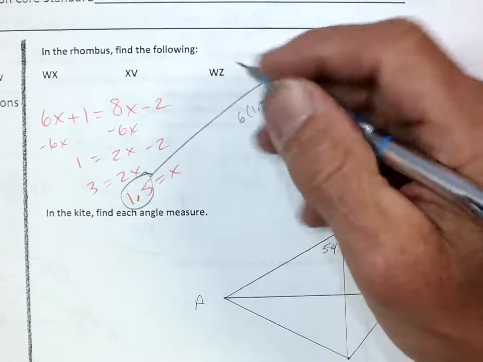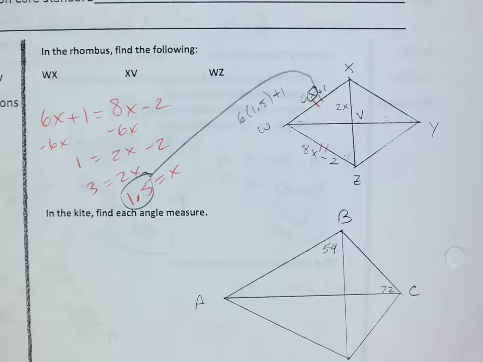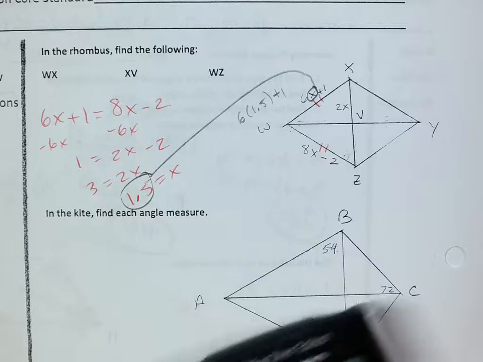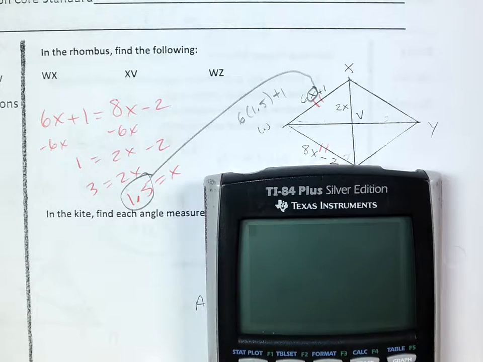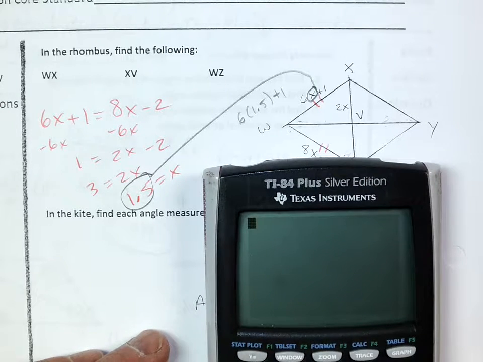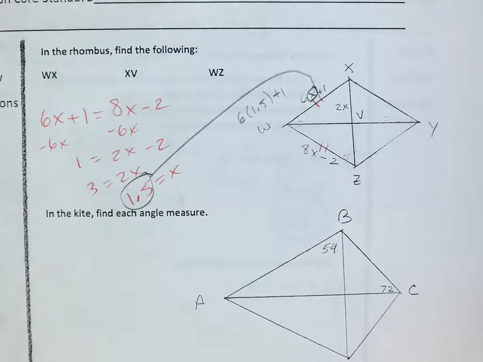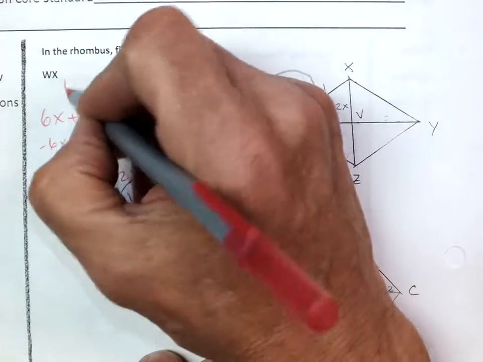And some of you, I mean this honestly, use your calculator, because some of you guys make mistakes. Not that I don't make mistakes. I make them all the time. But let's not make mistakes. So let's use the calculator for sure. So I'm going to go 6 times 1.5, plus 1, and an answer of 10. So this side is 10. So WX is 10. Good.